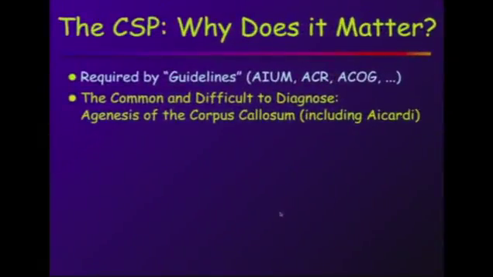So that's the second reason why we do this. It's the common and difficult to diagnose agenesis of the corpus callosum, including weird things like Aicardi. We miss this as a society all the time. There's all the secondary signs, but if you just think absence of the CSP, the first 9 things on your differential are going to be agenesis or hypogenesis of the corpus callosum.